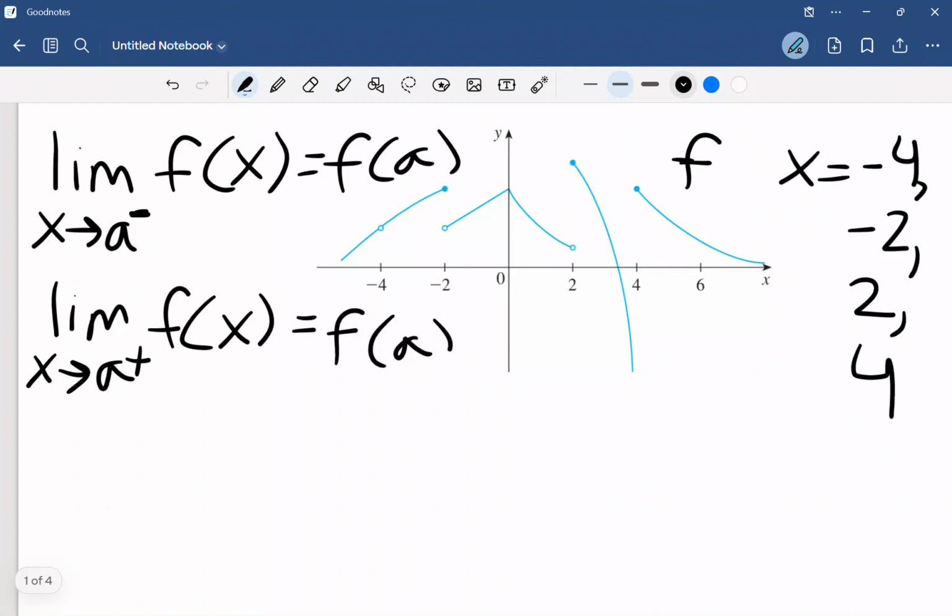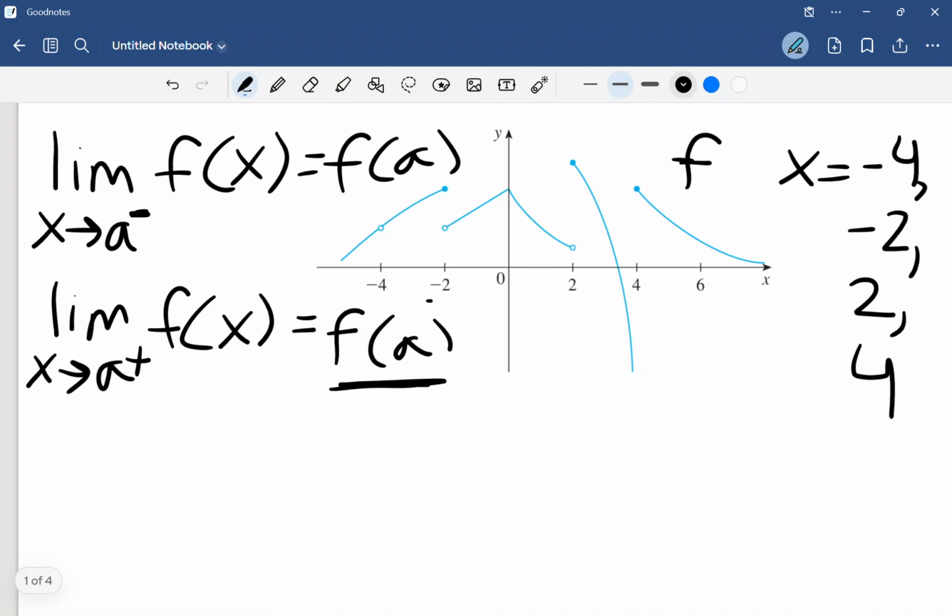When we look at our first value, x is equal to -4, we see that f of a is not defined. So it can't have a left or right hand limit. So at x is equal to -4, it's neither continuous from the left nor from the right.